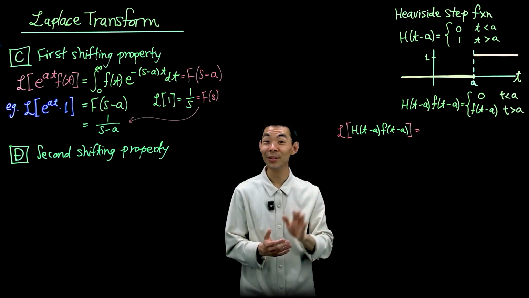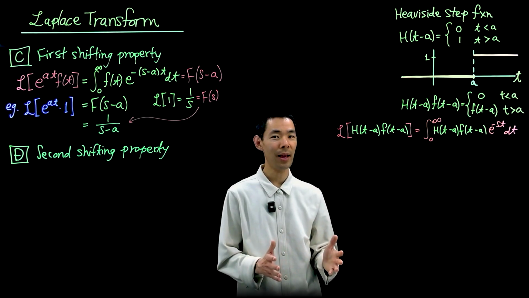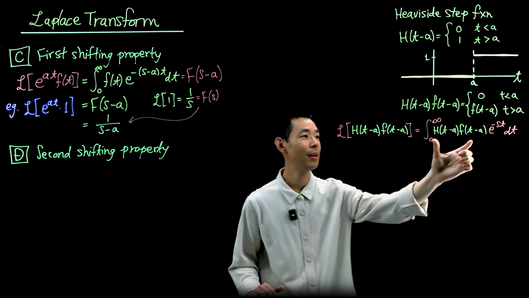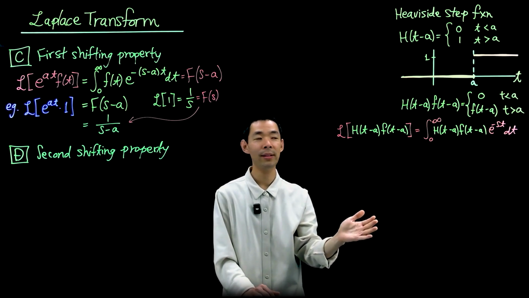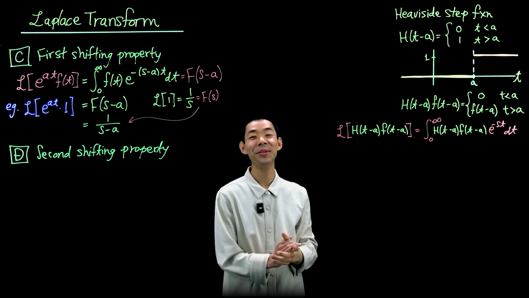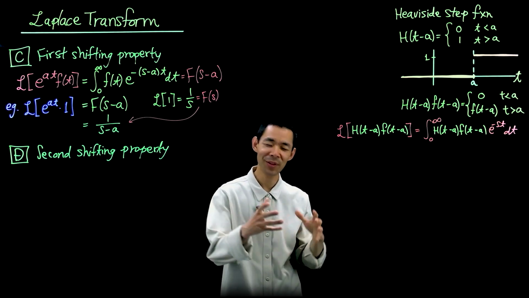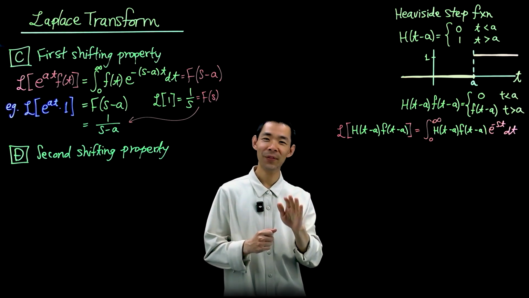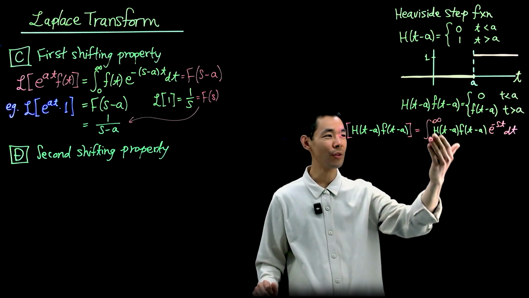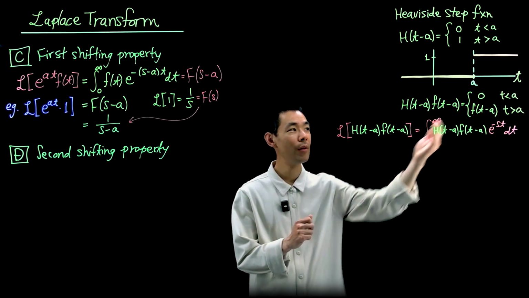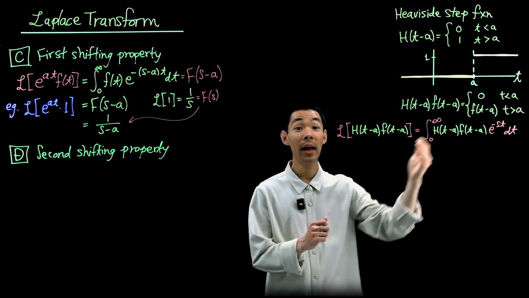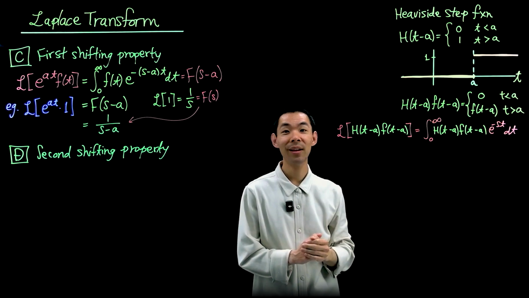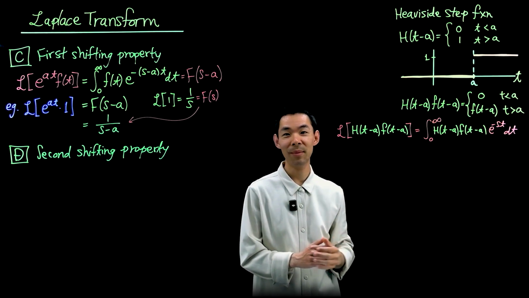Once again, let's use the definition. Just like that. I've taken the term inside the Laplace operator, put it inside the integral, slapped on an e to the negative st, integrate from 0 to infinity. Now, we have to start massaging this equation so that we can make sense of it. First, you know that this integrand will be 0 for all time t less than a, and bigger than a, it's going to turn on to the function little f of the argument little t minus a.